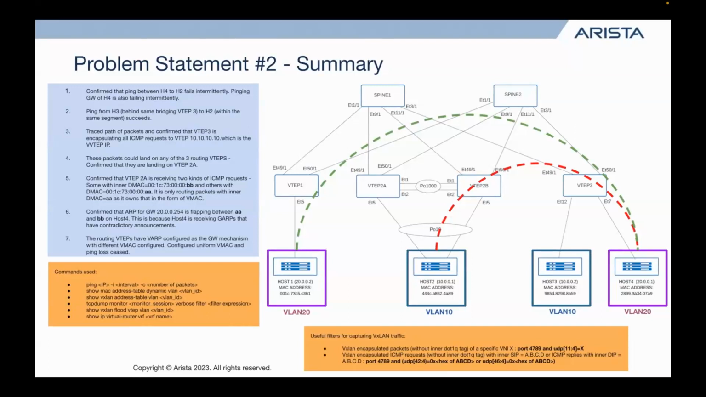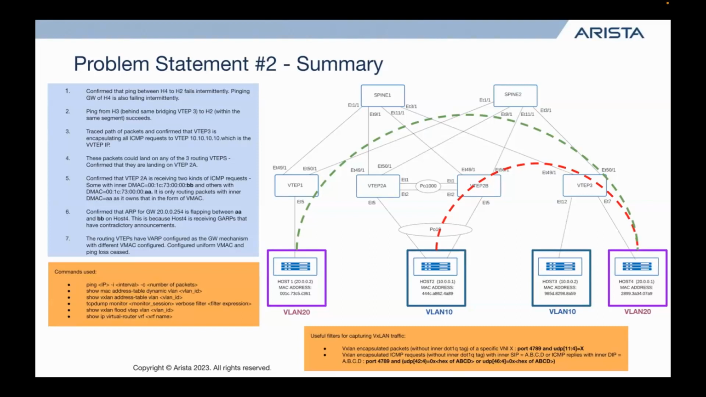The first thing that we did was to confirm that the ping from host 4 to host 2 is actually failing intermittently. And then we went ahead and pinged the gateway of host 4, and that was also failing intermittently. As a sanity check, we pinged from host 3, which was behind the same bridging VTEP3, to host 2, which was within the same segment as host 3, and that ping succeeded. We used the failing ping between host 4 and host 2 as our source of truth, and we traced the path of the packets, and then confirmed that VTEP3 was encapsulating all the ICMP requests to VTEP IP 10.10.10.10, which is the virtual VTEP IP.